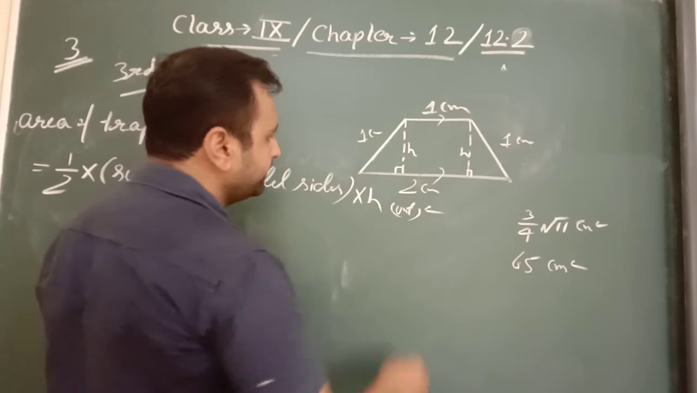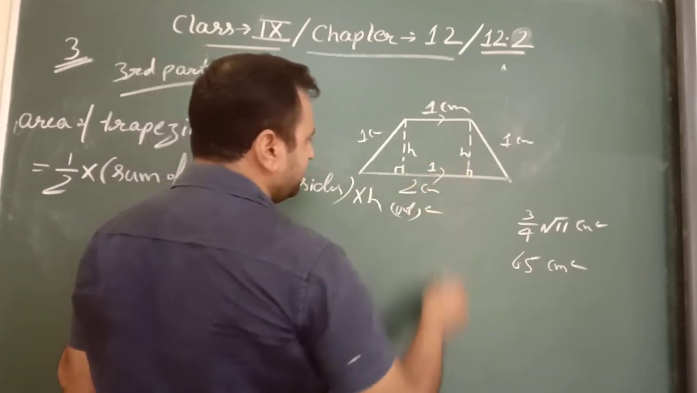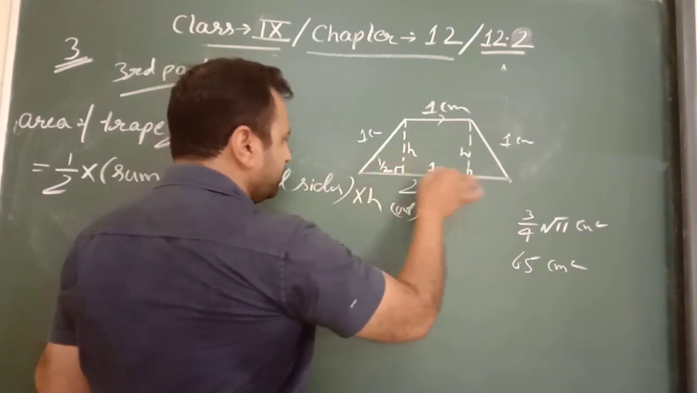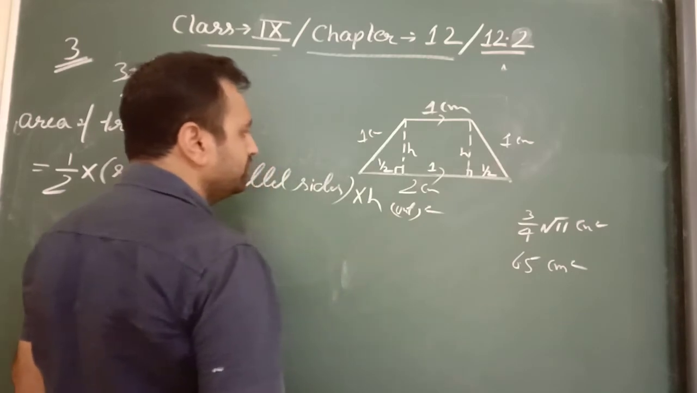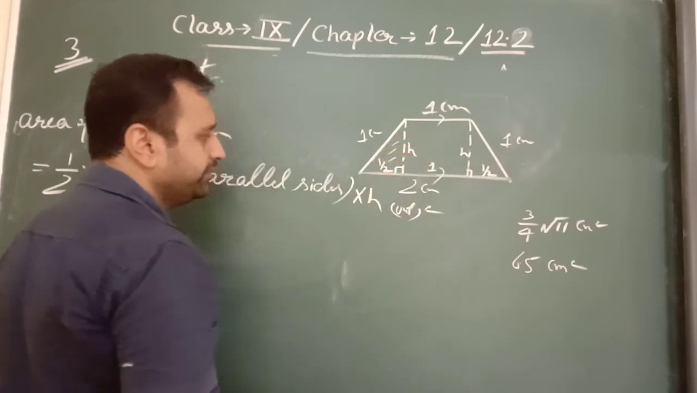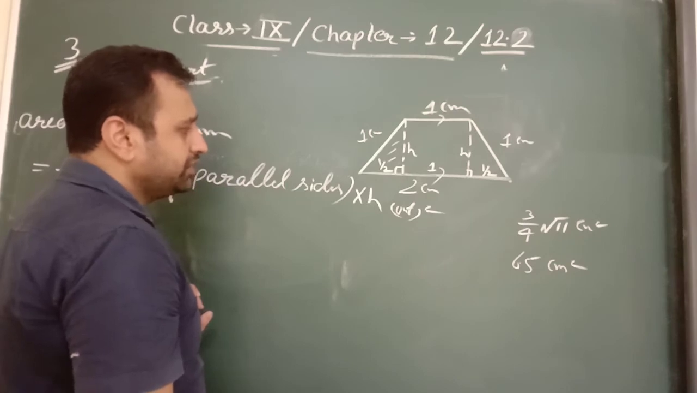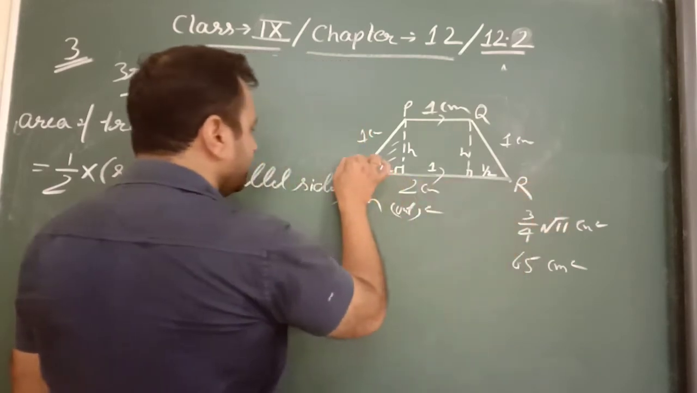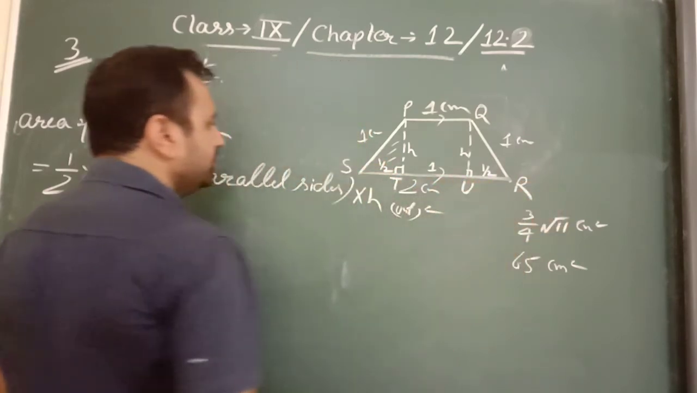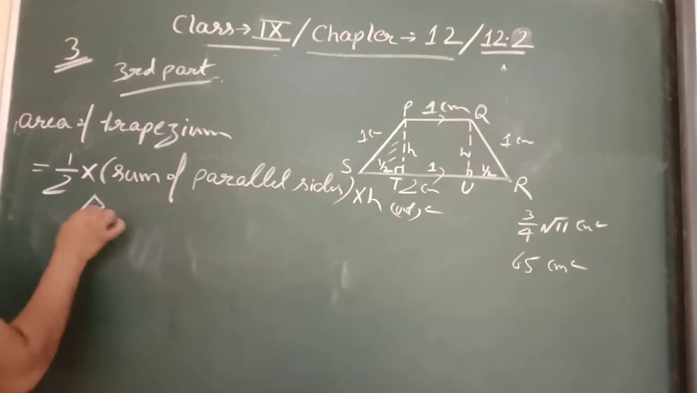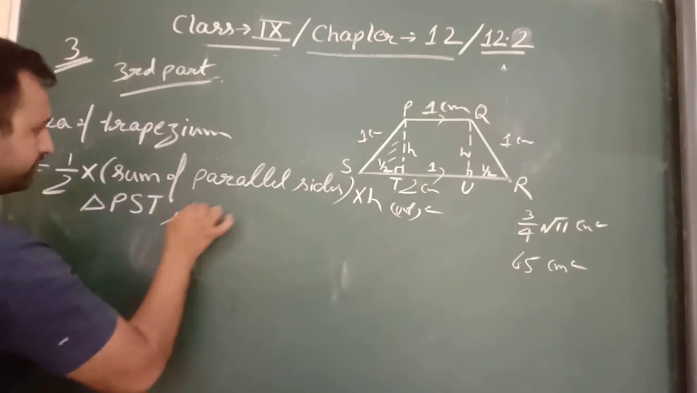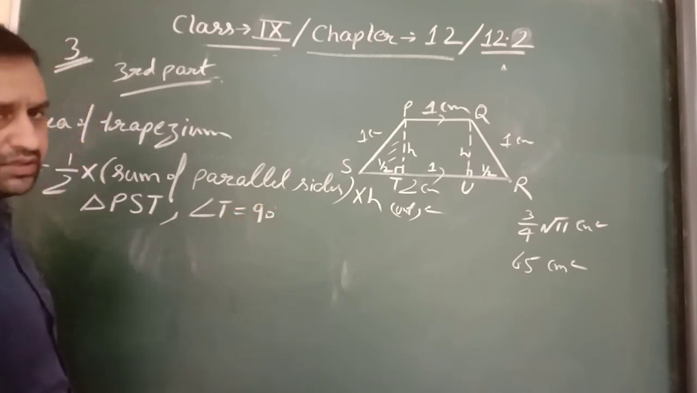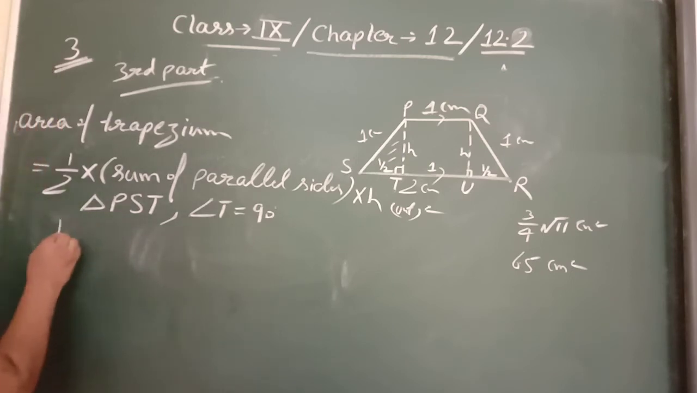To find out height, this value is 1 and sum of these values is 1, so we can say that it is 1/2 and it is also 1/2. Now we study this triangle. To study this triangle, firstly we write their names P, Q, R, S, T, U. So we study triangle PST, in which angle T is equal to 90 degree. So it is a right angle triangle, then we can use Pythagoras theorem.